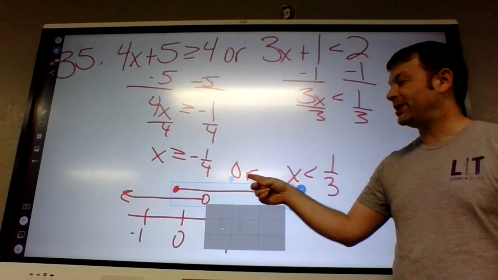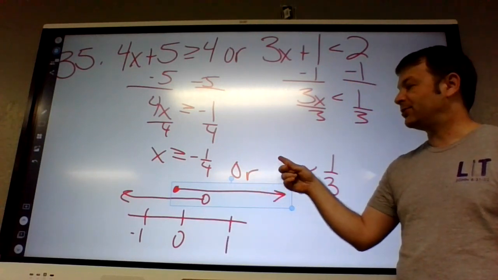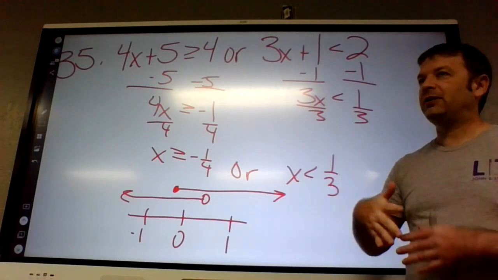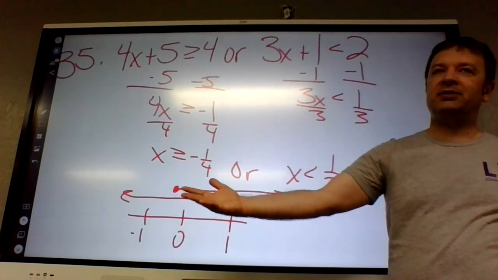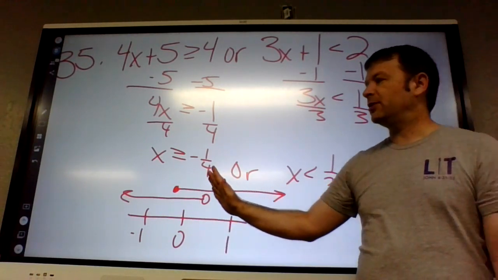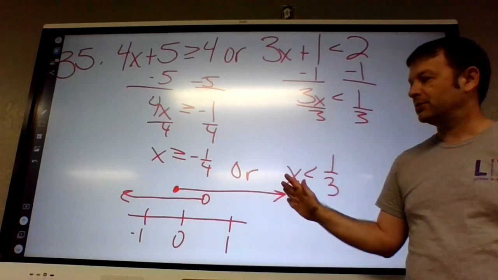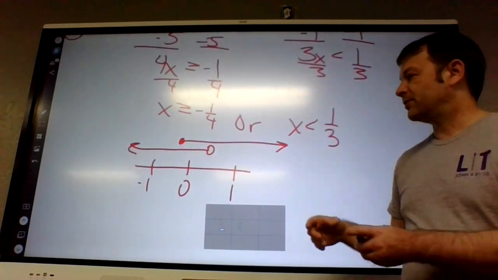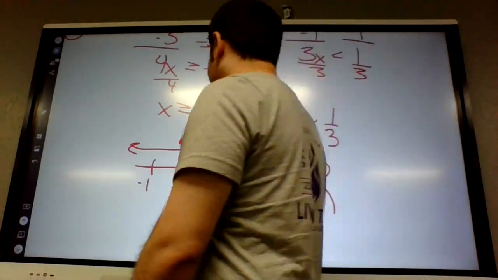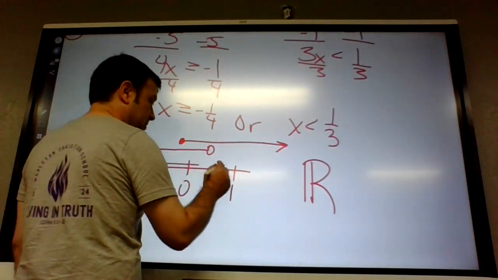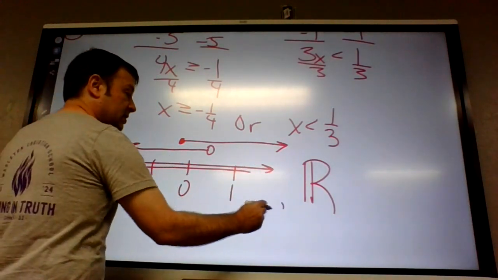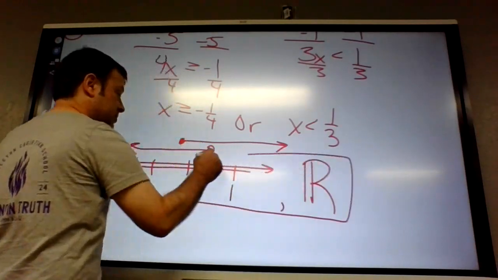This is an or statement. So what do we use if it's an or statement? Everything. It could be this or that. It doesn't have to be both. It could be either. So what's covered by either this one or that one? Everything. All real numbers. So the final answer is all real numbers, and the graph is a solid line going both ways. So these are like the two final answers.